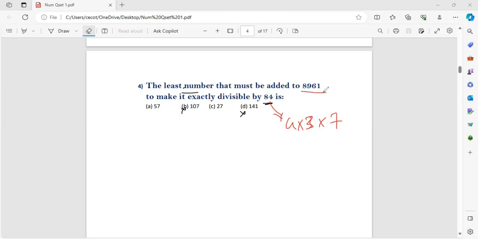You observe 8961 is a multiple of 3. So the number that should be added should also be a multiple of 3. 57 and 27 both are multiples of 3. So we cannot eliminate any option through 3.